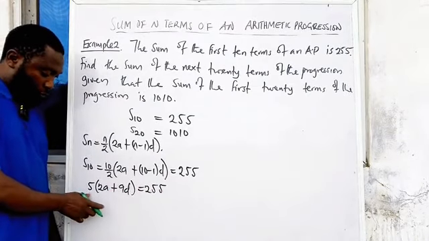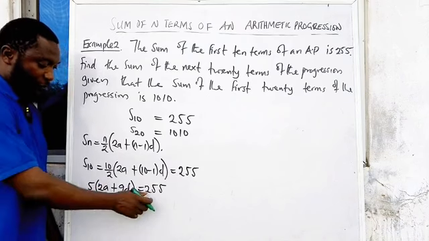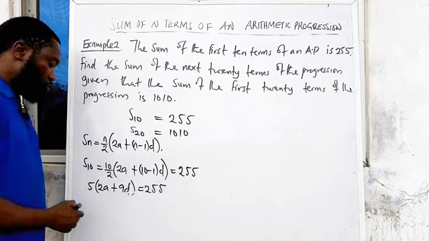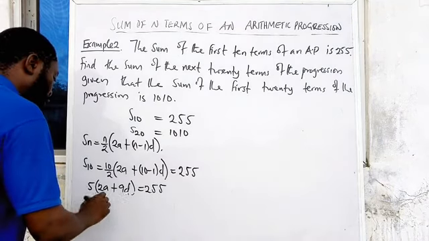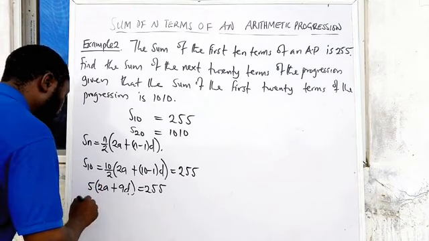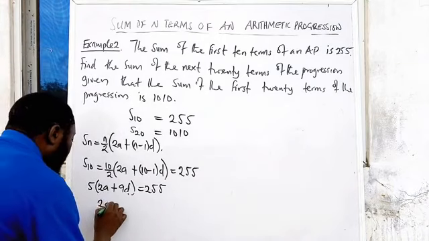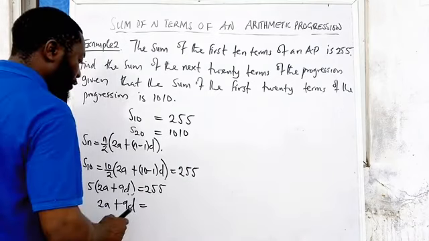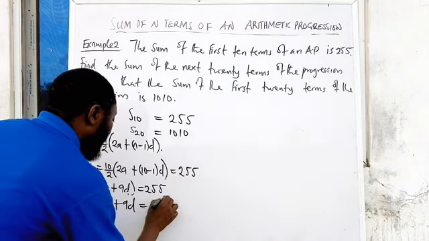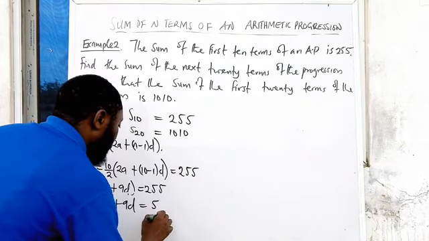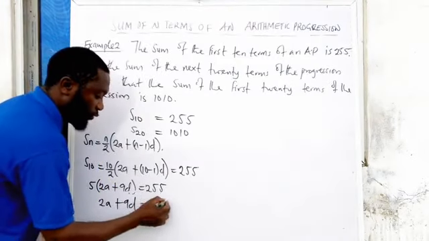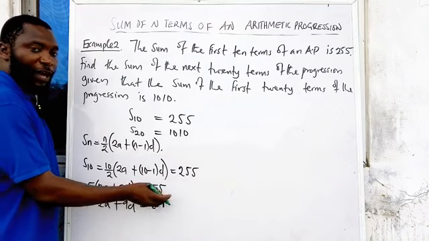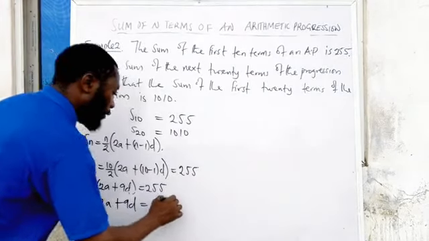Now, instead of opening this bracket with 5, why can't we just divide both sides by 5 so that we can have this in simple form? So now divide both sides of this equation by 5. When you do that, 5 will go here, so you have just 2a plus 9d equals, so divide this side also by 5. 5 goes in 255, that is 51. So meaning 5 multiplied by 51 will give us 255. Now we have this equation. Let's call this our equation 1.